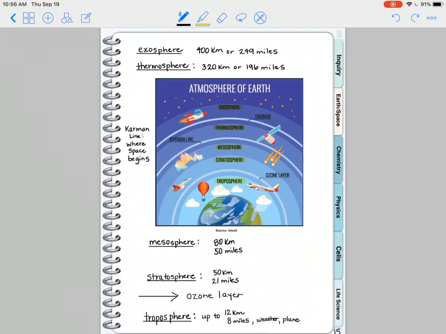So that's a short little trip through the atmosphere with some measurements, starting with the troposphere and working our way outward to the exosphere. And I believe in the next video we have some more definitions of weather terms.